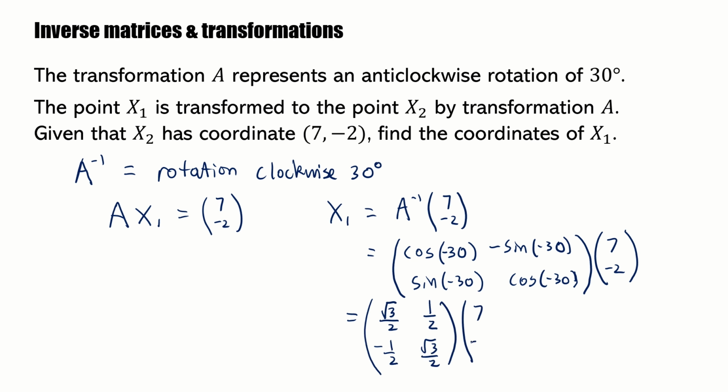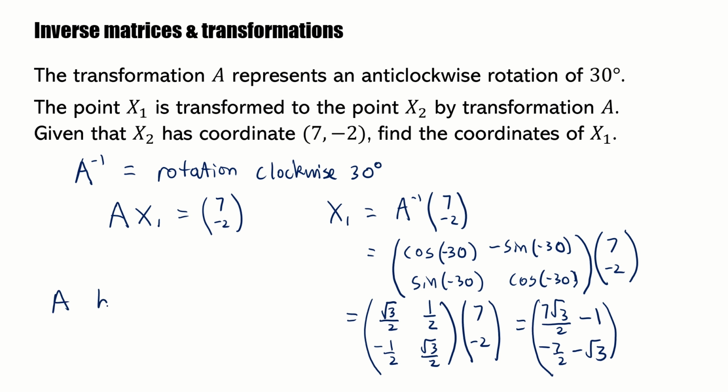And you've just got to work that stuff out. So putting that into practice, that means we are going to get 7 root 3 over 2 minus 1, and then we're also going to get minus 7 over 2 minus root 3. And so again, that means we've got to finish off the question by writing that as coordinates.